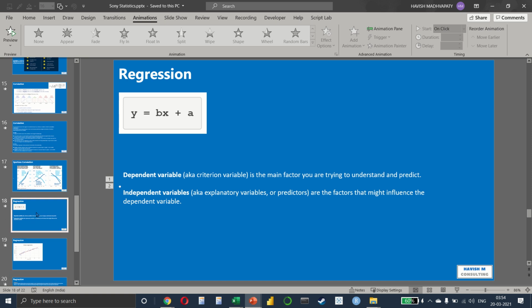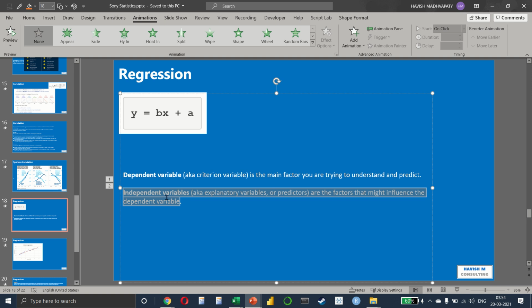Excellent. With that out of the way, let's come to regression. Regression has dependent and independent variables. Dependent is the criterion, which is what we are trying to understand and predict. For example, the sales value. And independent is the explanatory variable, which are the predictors that might influence the dependent variable. It's not necessary, but it might. And remember, you can only have one dependent variable, but multiple independent variables.